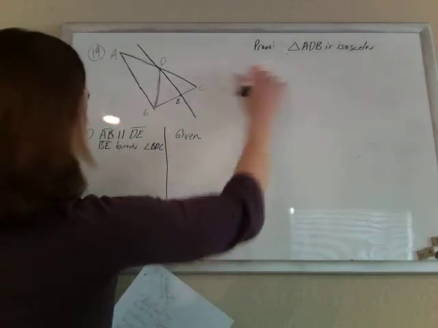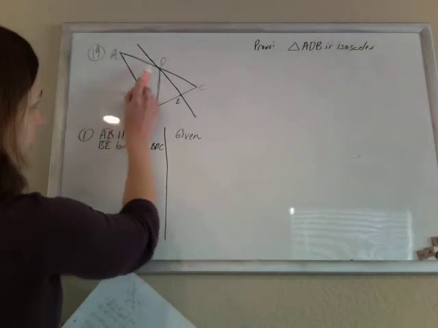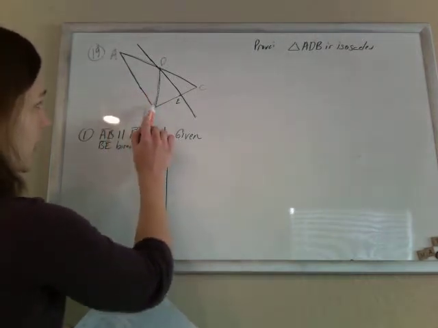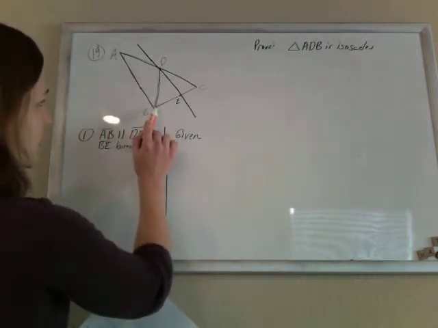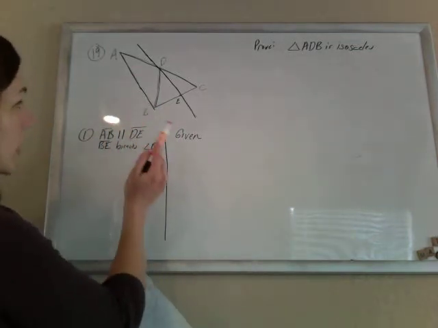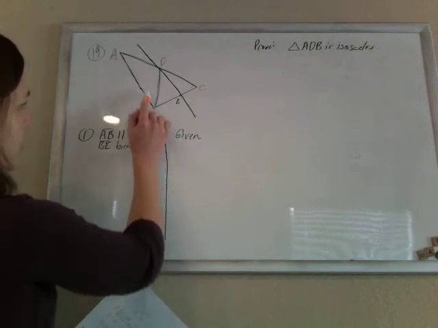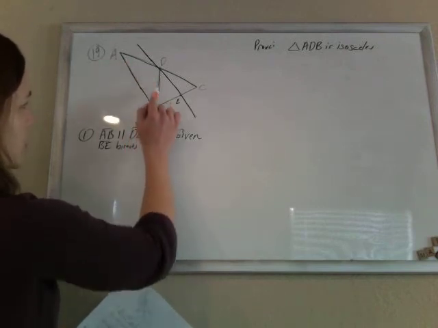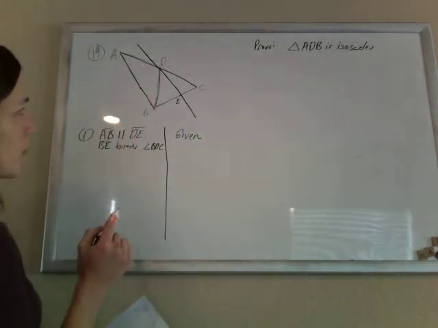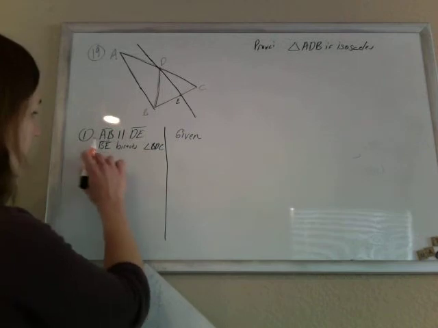Alright, so I'd like to prove that triangle ADB is isosceles. So I would like to prove that AD is congruent to DB, because that's the definition of isosceles. Now they give me lots of stuff about angles, so I'm thinking that if I can prove these two angles congruent, then I could prove these two sides were congruent by the base angles theorem. So I think that's my goal.